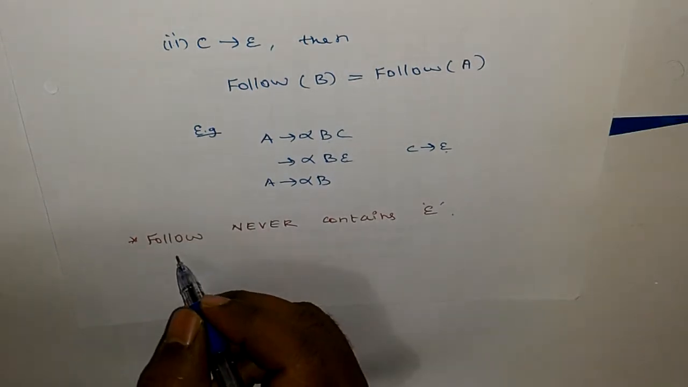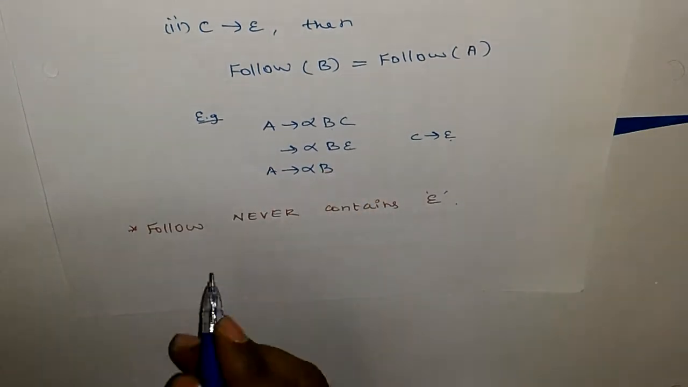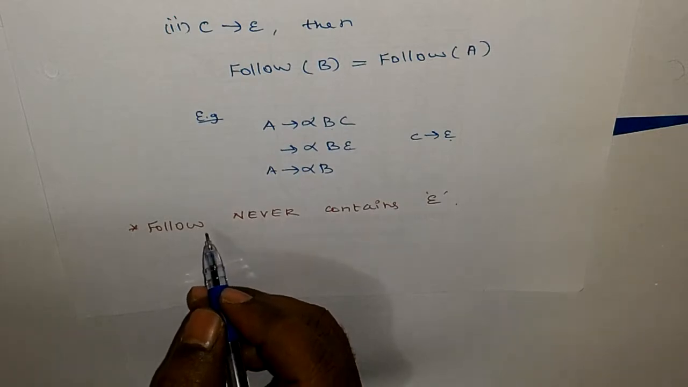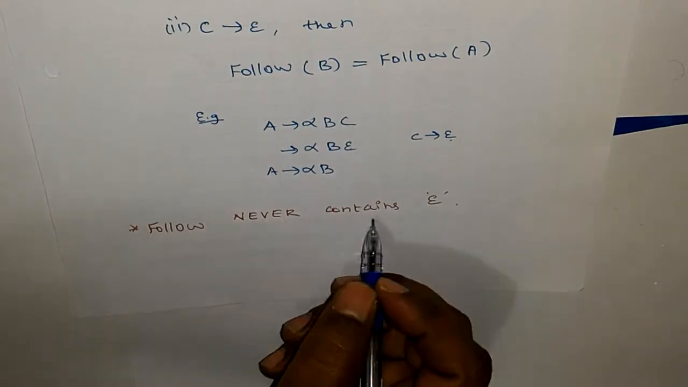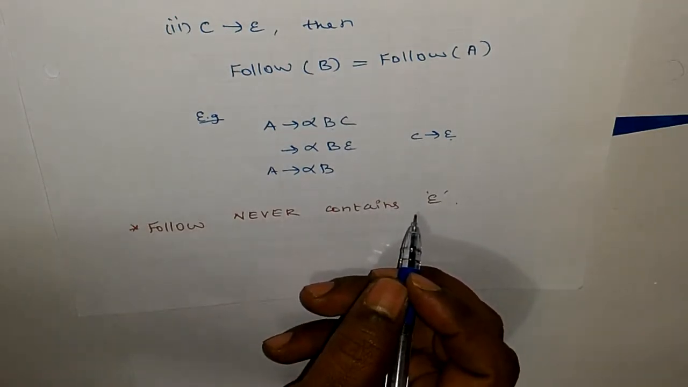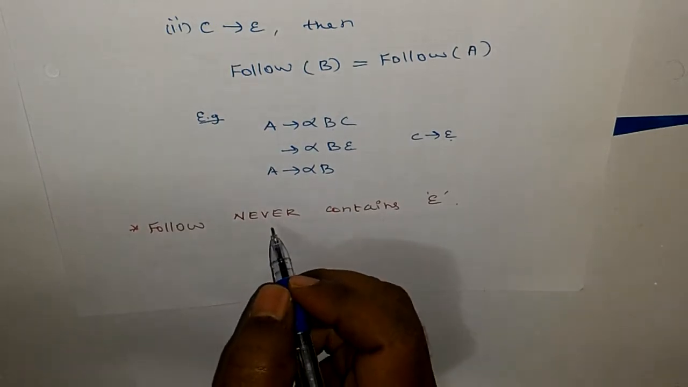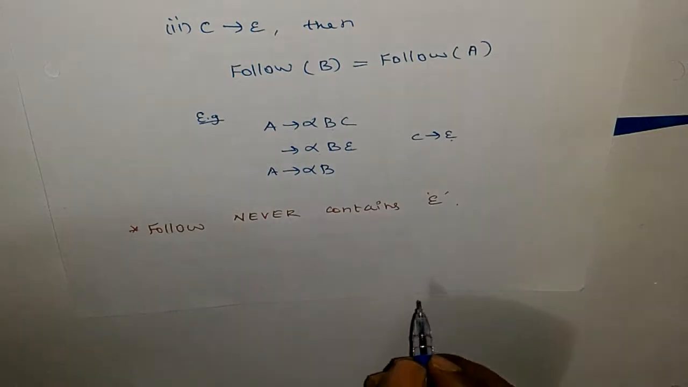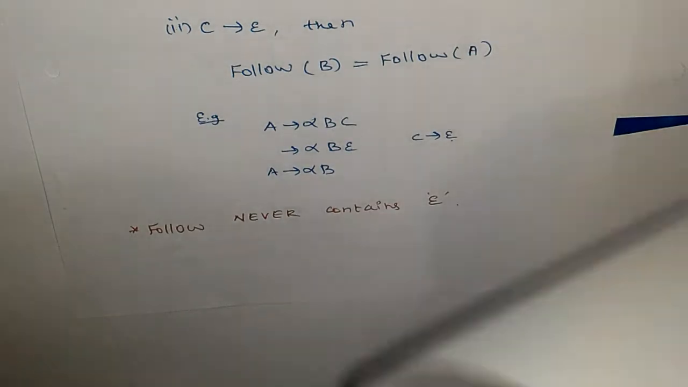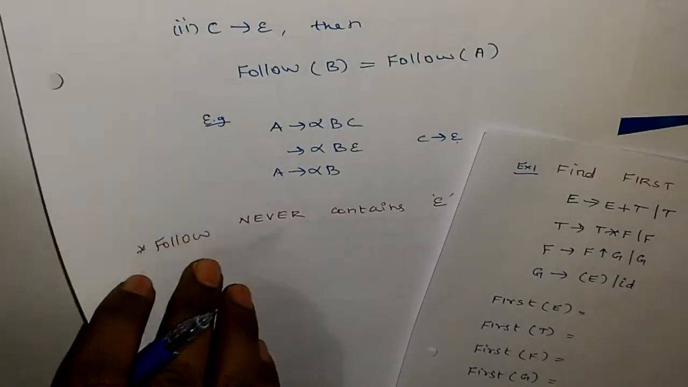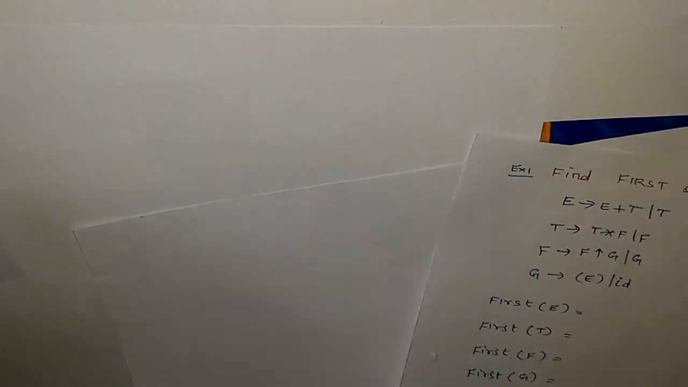And one more constraint here, follow of any variable never contains the epsilon. So follow of variables will contain the terminals, but it will never contain the epsilon. Here we will see first and follow for one example.